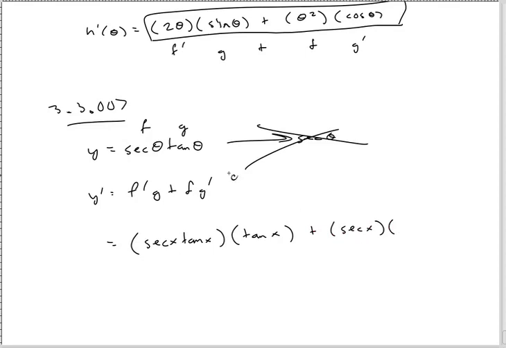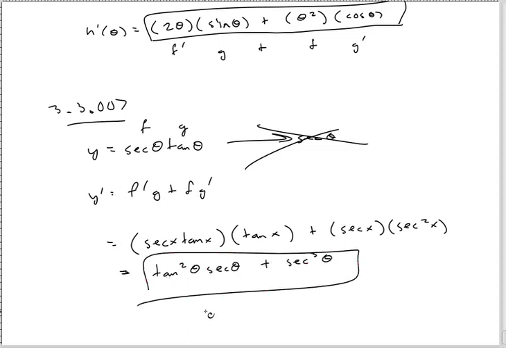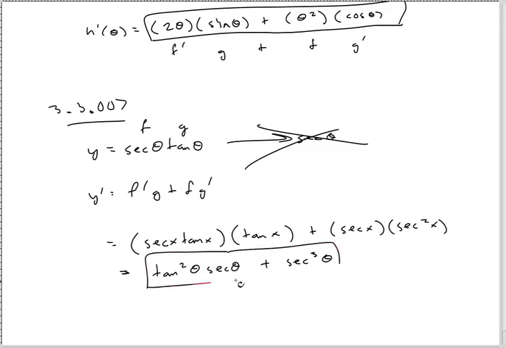Secant x, and your derivative of the tangent is secant squared. And so we actually have, in this particular case right here, tangent squared theta secant theta, and on this side, we have secant cubed theta. All right, now you got your thetas back. Wonderful.